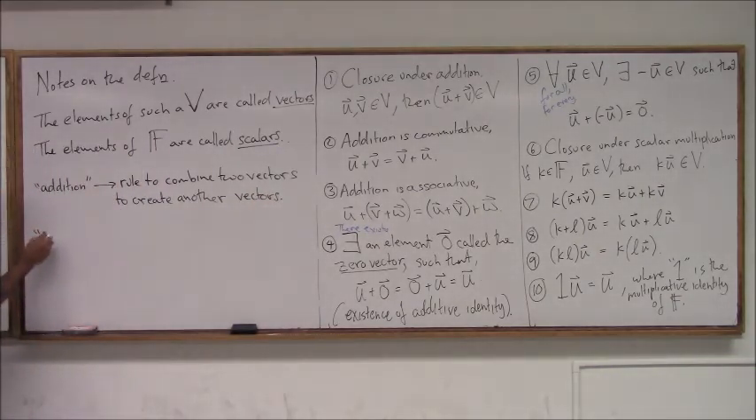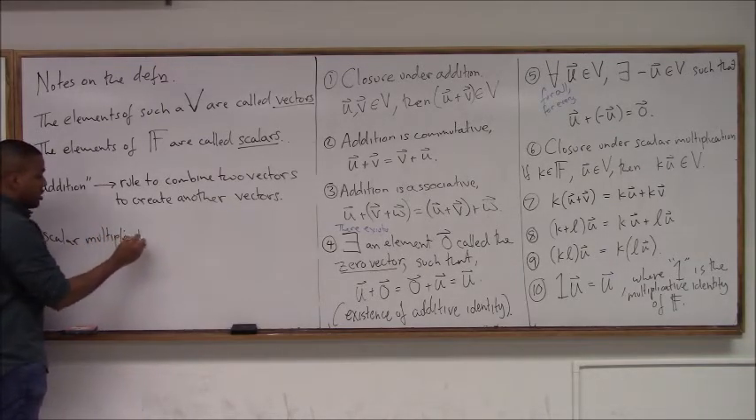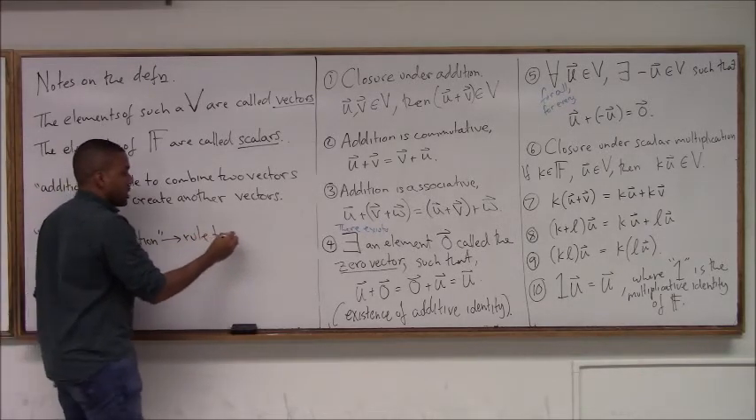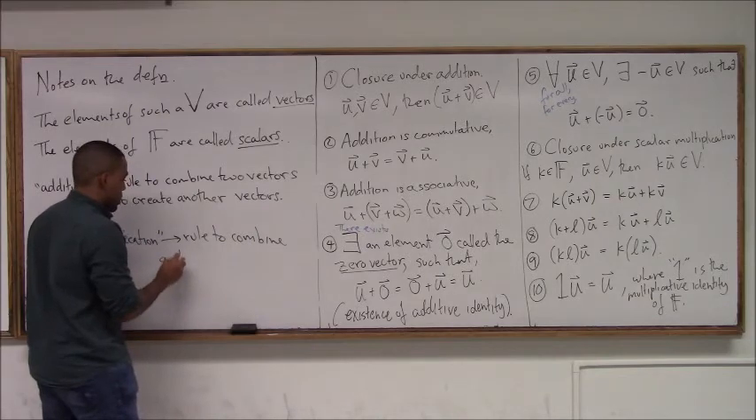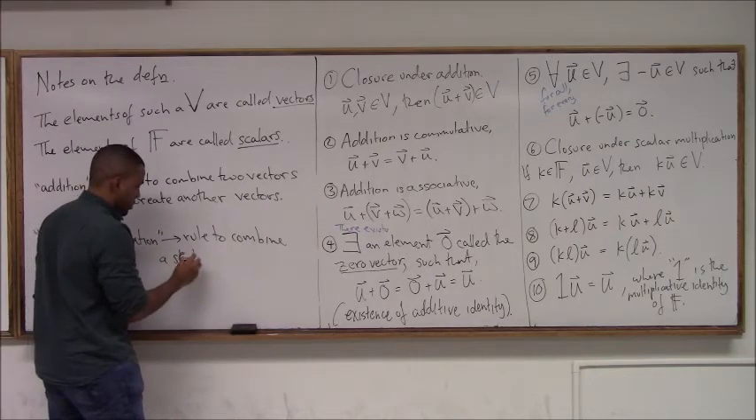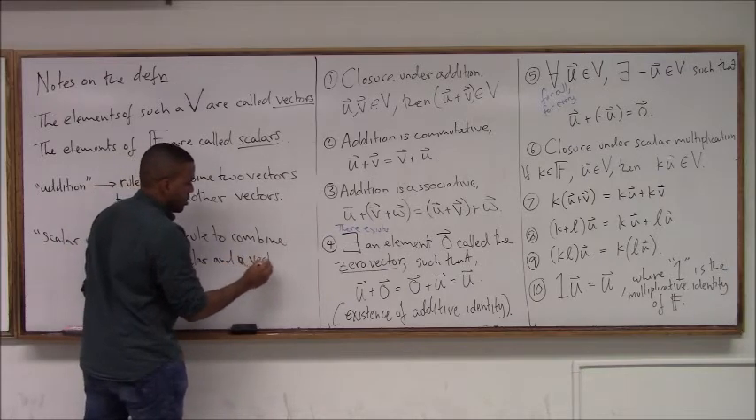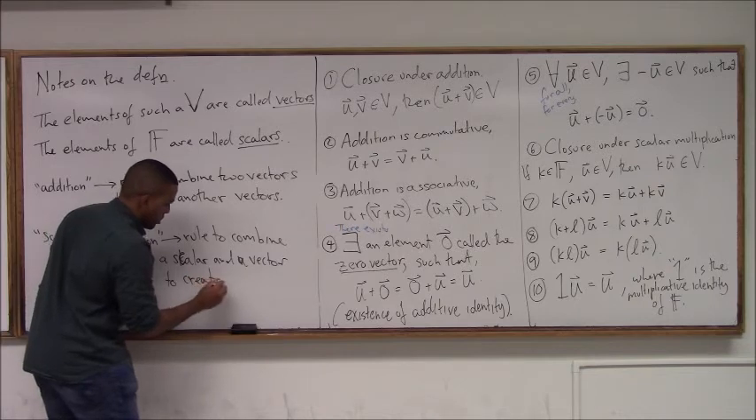When we talk about scalar multiplication, this is just a rule to combine a scalar and a vector to create another vector.